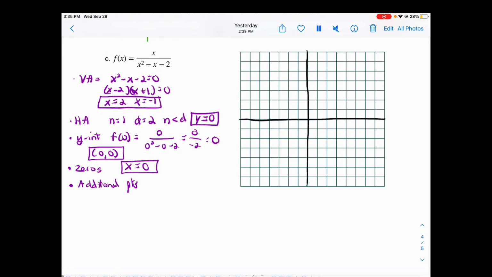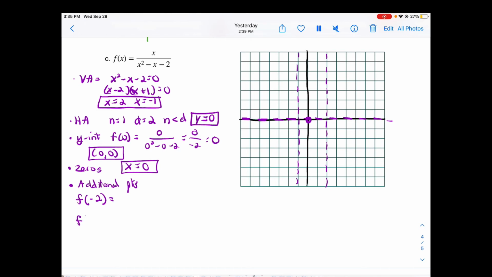Remember to sketch your asymptotes as dashed lines. So I have two vertical asymptotes, one at x equals 2, next one at x equals -1, and a horizontal asymptote at y equals 0. I'm going to do it really thick because it's on my x-axis. And then I have my intercept at 0, 0. Now notice that point is on my horizontal asymptote. Yes, graphs can cross the horizontal asymptote. It only happens in between vertical asymptotes.